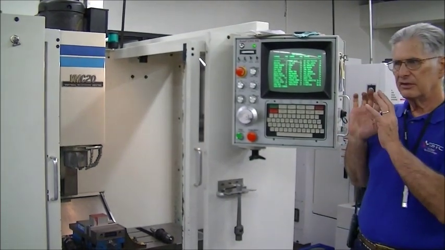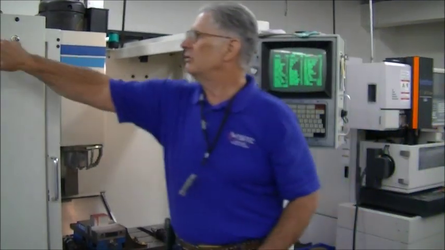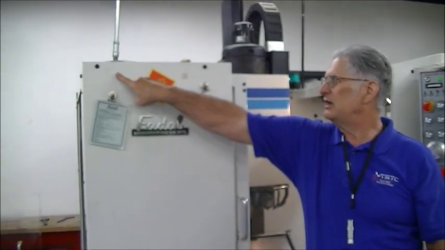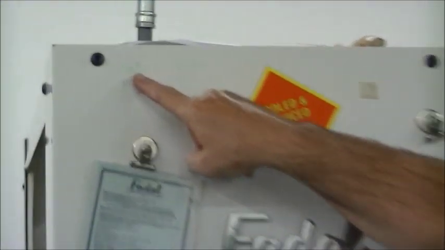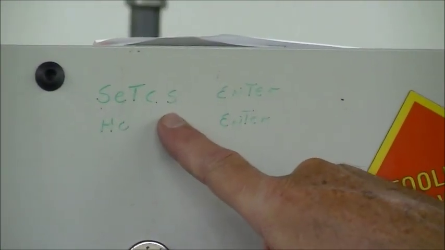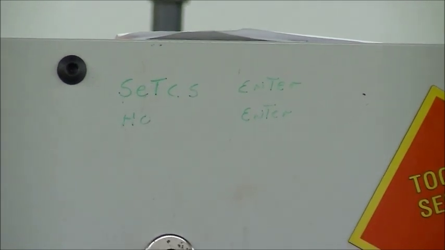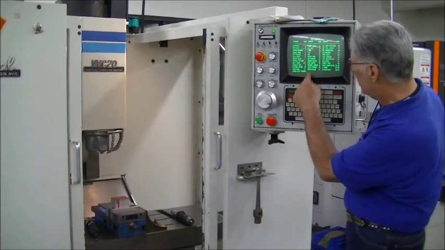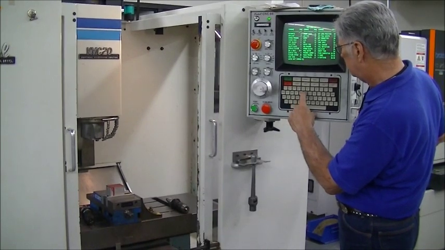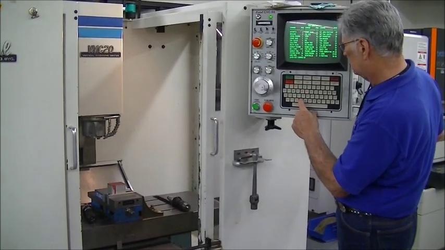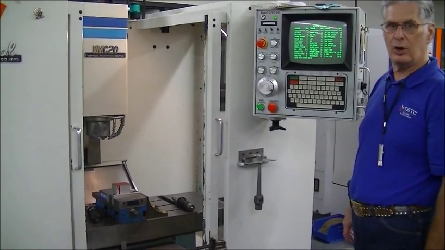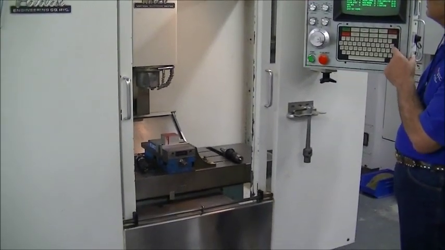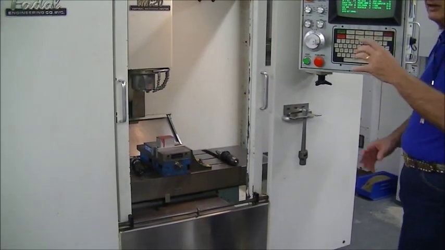In order to shut this machine down, I would want to do a couple of commands here. I've written them on the machine. One of them is SETCS, set cold start. I want to reestablish machine home. You're going to be moving this machine around and setting another origin point. I want to reestablish machine home. So the command here is SETCS, set cold start. When I do this, we've reestablished the home.